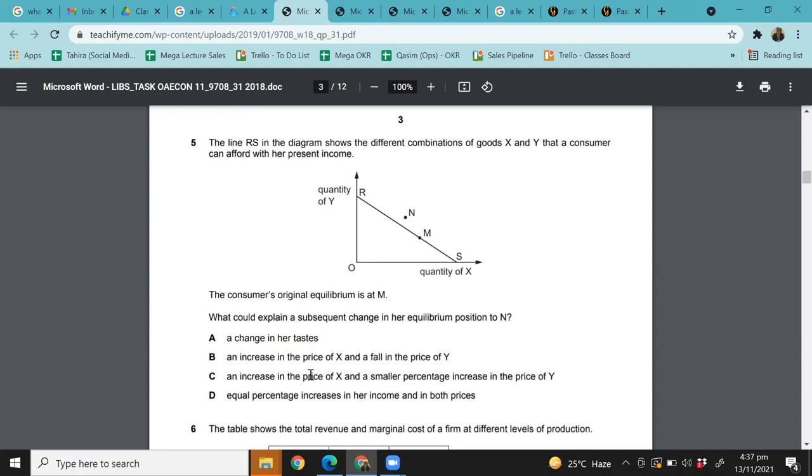Right. So you're saying B. The line RS in the diagram shows different combinations of good X and Y. The consumer is at M. What could explain a subsequent change in her equilibrium position to N? So what could explain it? Just think about this. I'll be back with you in a minute.